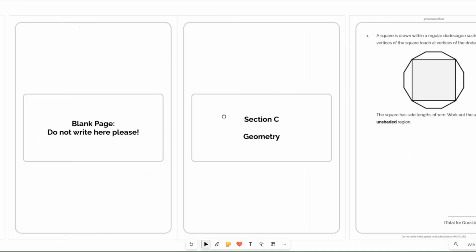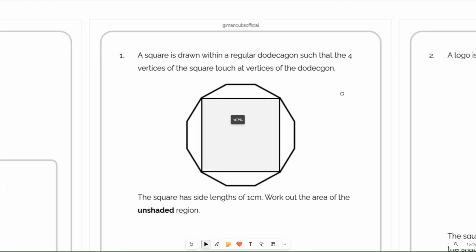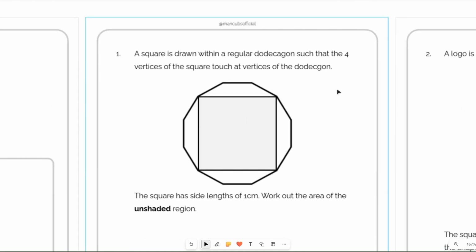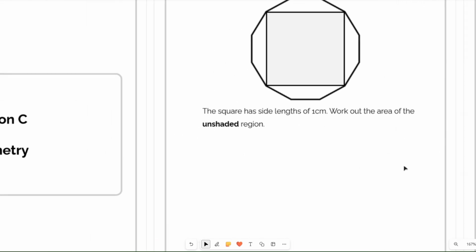So, section C, geometry. A square is drawn within a regular dodecagon such that the four vertices of the square touch vertices of the dodecagon. The square has side lengths of 1 centimeter, and what we're trying to work out is the area of the unshaded region. So first of all, what is our plan of action?